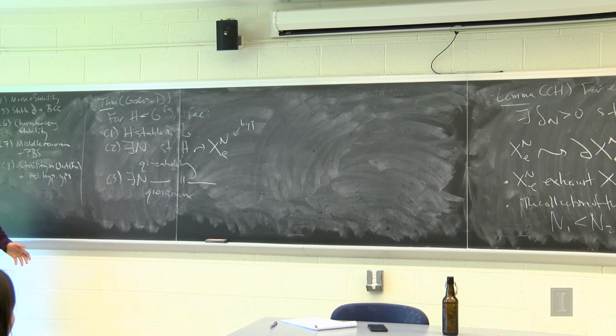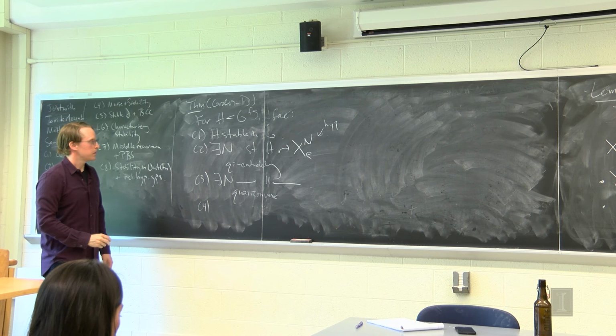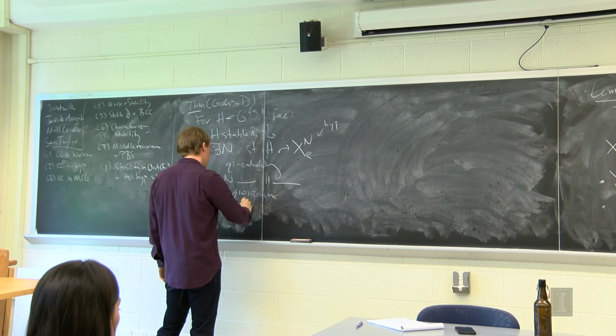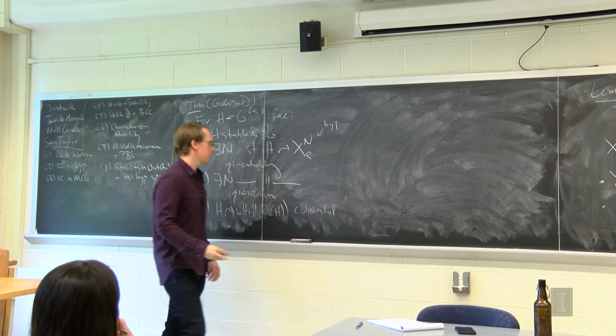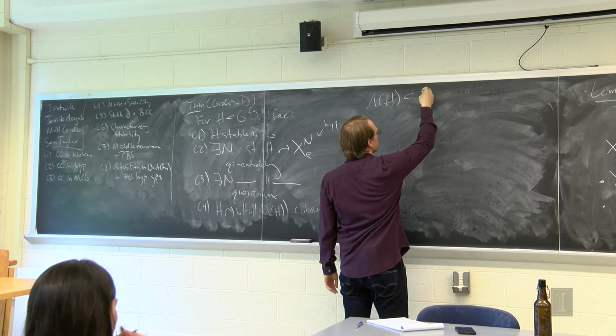And four, this is kind of the main point, is that if I look at the action on H, on the weak hull of the limit set of H inside the Morse boundary, then this is co-bounded, which is a slightly weaker condition than co-compact. So here I'm taking the limit set of H inside of the Morse boundary of G.